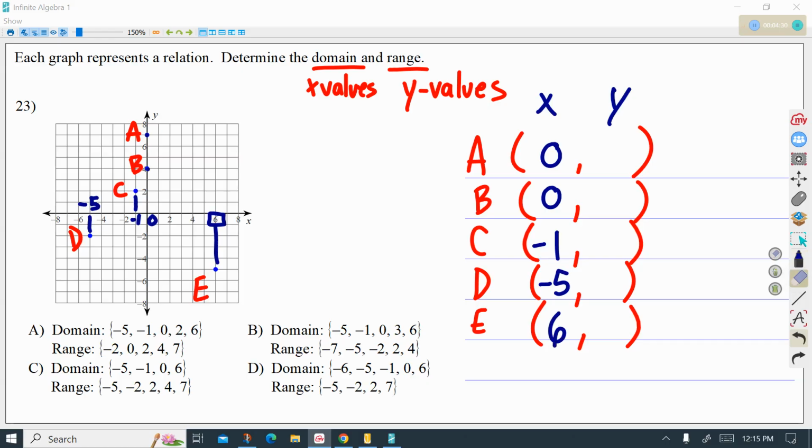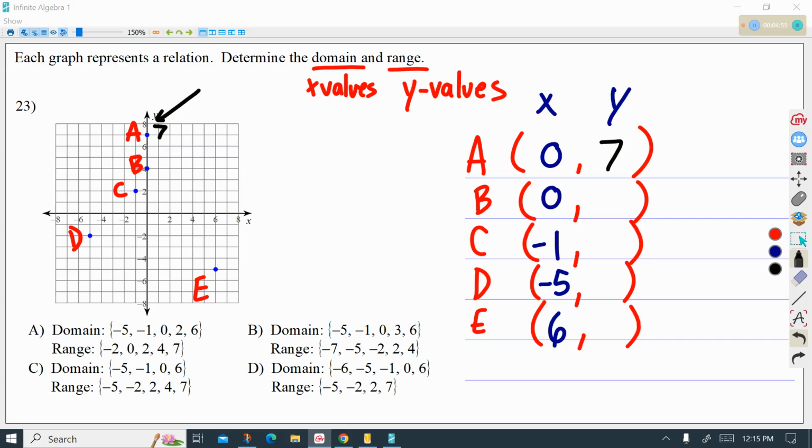Now that I got all the x coordinates, why don't you test yourself and try to get all the y coordinates? Let's see if you understand what those are. Okay, now the y coordinate, maybe I'll do those in a different color. The y coordinate of A is going to be 7, okay? So it's right there on the y-axis at 7. So this is the point 0, 7.